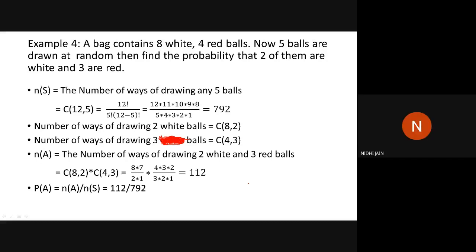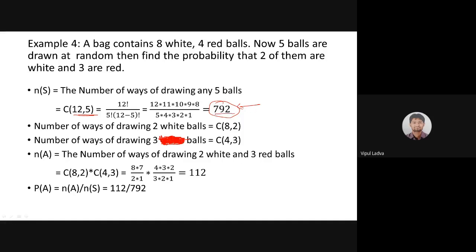So, as we know, the basic formula for probability is favorable outcomes upon number of total outcomes. So, in the first step, we have calculated the total number of outcomes of drawing 5 balls from a total of 12. That is 12C5, and the result will be 792. We are good with that. You can do that with the help of your calculator.